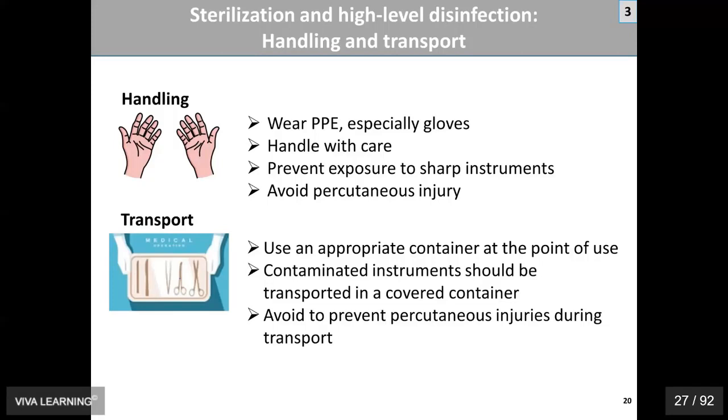For transportation of these instruments down your hallway, remember to use an appropriate container. So we're talking about a container that covers these instruments, not open, but actually covered. And this is going to stop you getting stuck by instruments. Scalers, pretty easy to get stuck by a scaler, but if it's in a closed container, that's not a possibility.